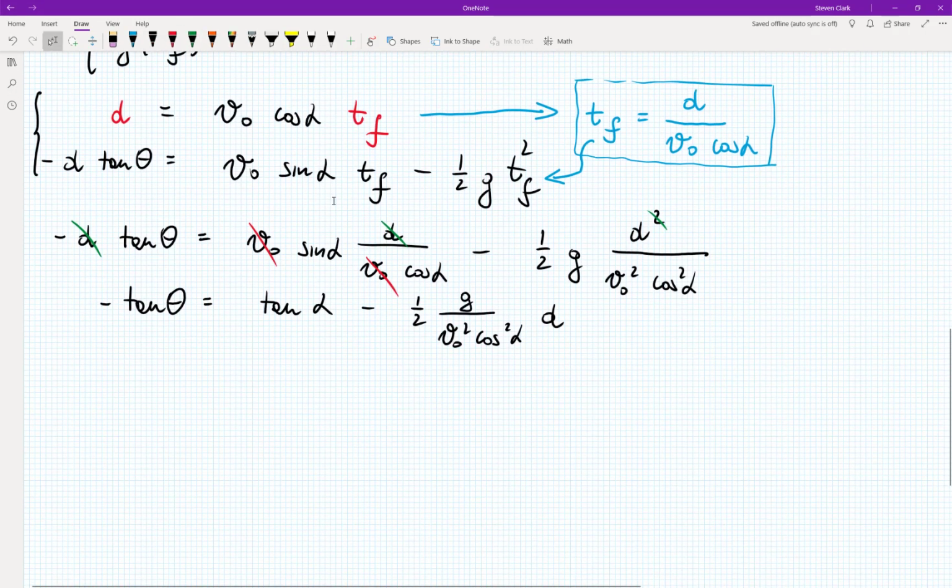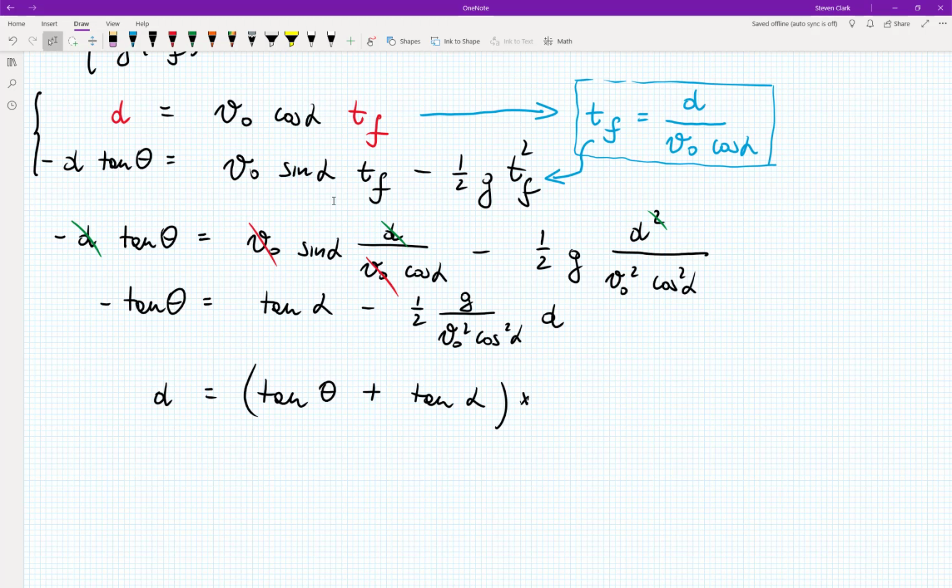So d will be equal to tan theta plus tan alpha times 2v0 squared cosine squared alpha divided by g. I think I didn't make any mistake, yeah? Anyway, you can double check my calculations.